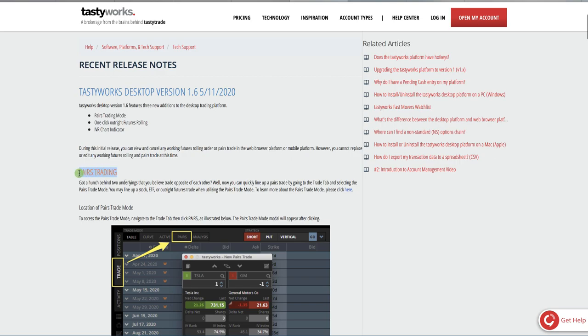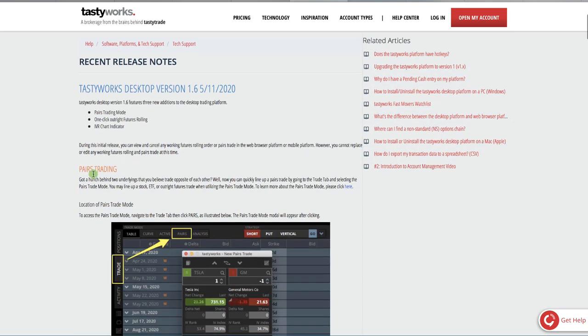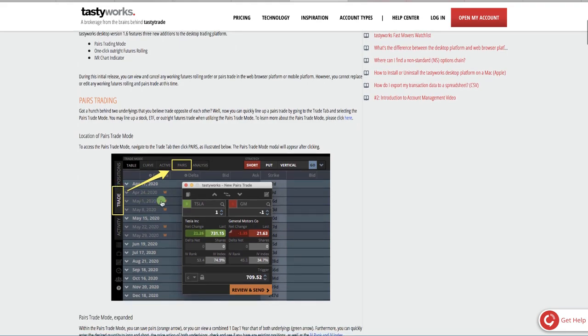Pairs trading. You can now do one-click pairs trading. So if you want, like in their example, to buy Tesla and sell General Motors against each other, you can do that. It takes a little bit of the directional trading out of the equation, and you're just trying to profit from the spread between two similar symbols.